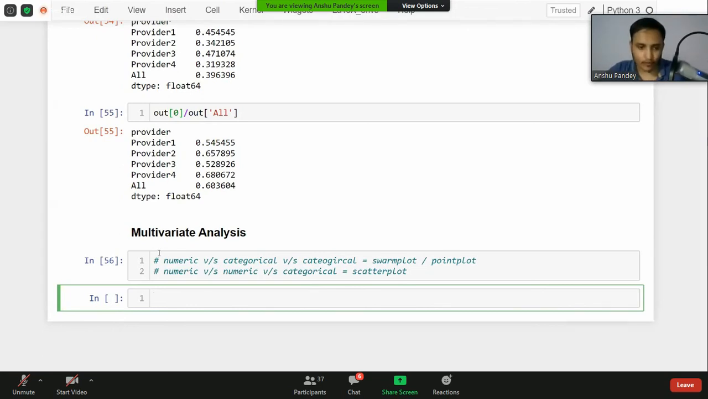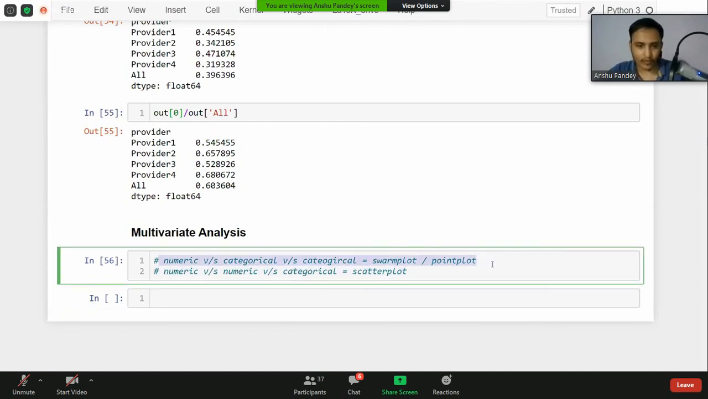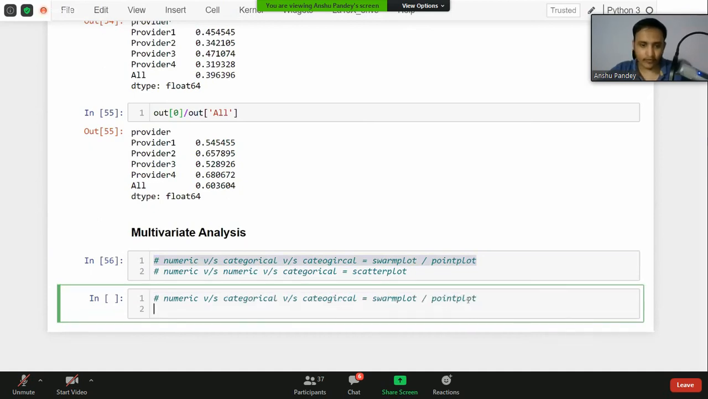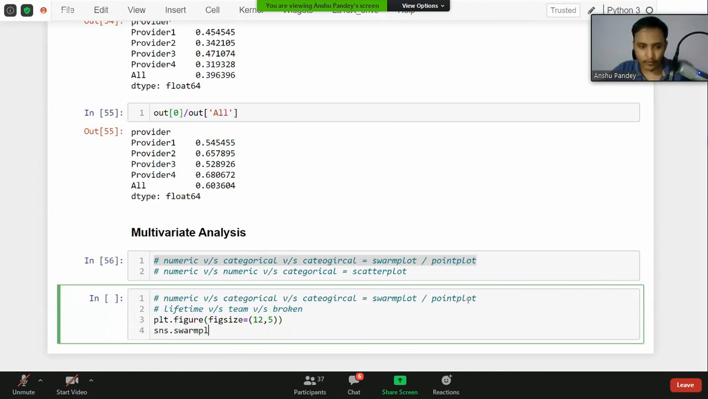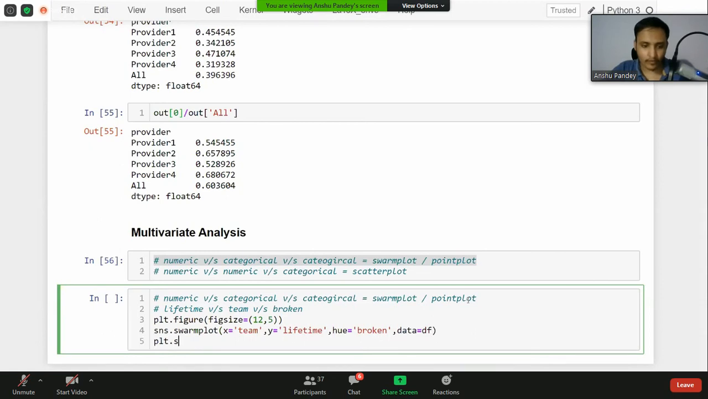So first we're going to talk about the first case. Maybe we can look at two examples of this case. Let's say we want to compare lifetime versus team versus maybe broken. So we can say plt.figure, figsize equals 12 by 5, sns.swarmplot. X is categorical, so on X you always pass a categorical, which in our case is team. Y should be numeric, which in our case is lifetime. Hue should be categorical, which in our case is broken. And we have to mention data is df, plt.show.